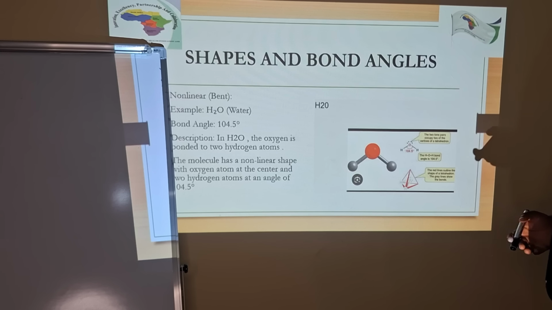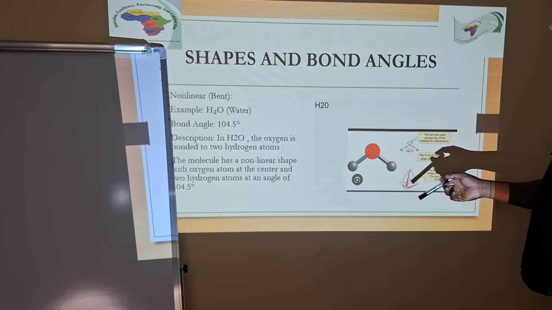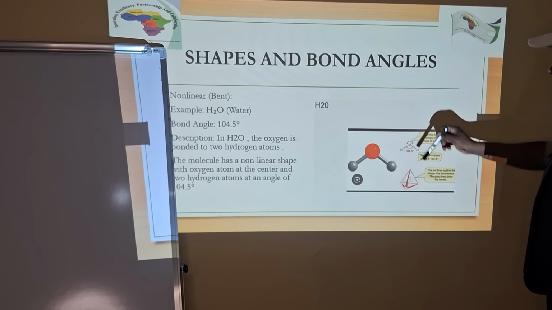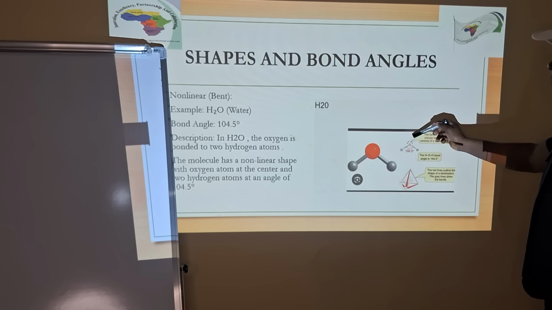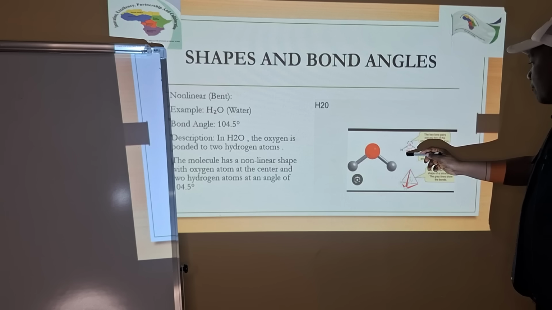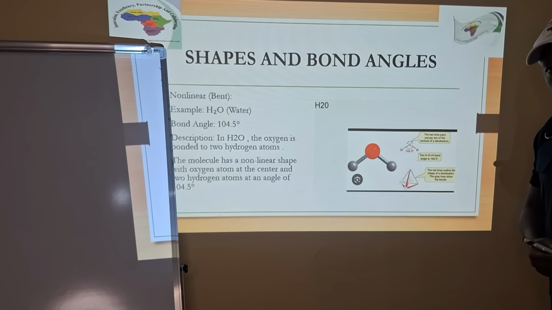We have got another shape which we call nonlinear or bent, as exemplified by the water molecule. As you can see, we have got two lone pairs of electrons on the oxygen atom, and the two lone pairs of electrons on the oxygen atom give rise to a bond angle of 104.5 degrees.